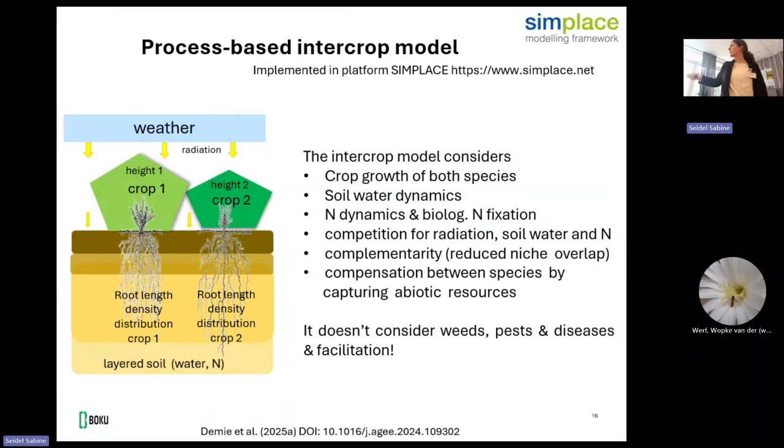What it does not consider is weeds. And I only know one model from France which does that, so it's really a niche. It also does not consider pests and diseases, and facilitation in the sense of providing P or lowering the pH value. So this is ignored, but it can consider N and water, compensation and complementarity, which of course plays a major role in our systems.